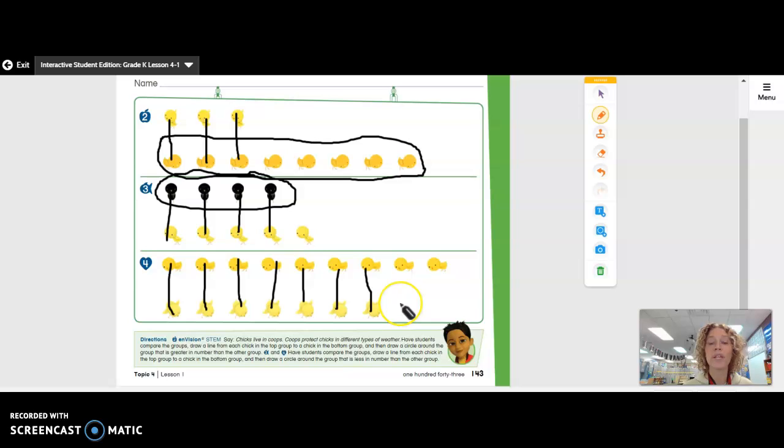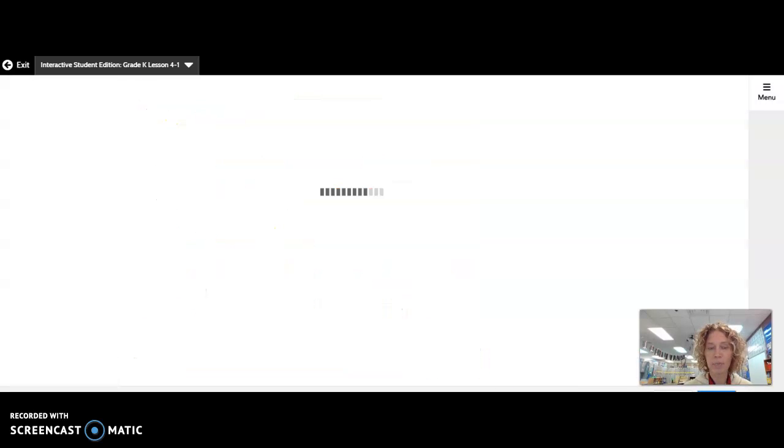Now, which group does not have leftovers? Okay, there's no extra. That means they have less than. Yeah, it's the chickies looking down. Look, there's leftovers here, so that means it's greater. So the one that does not have leftovers is the bottom chickies that are looking down. Did you see how we did that? Wonderful. Let's go to the next page.